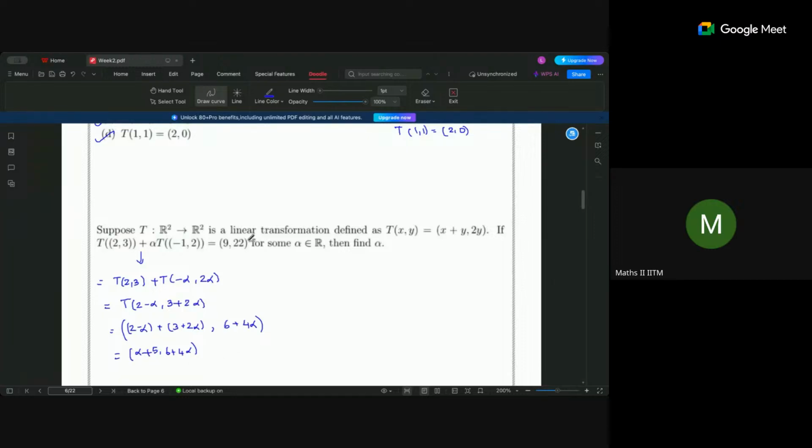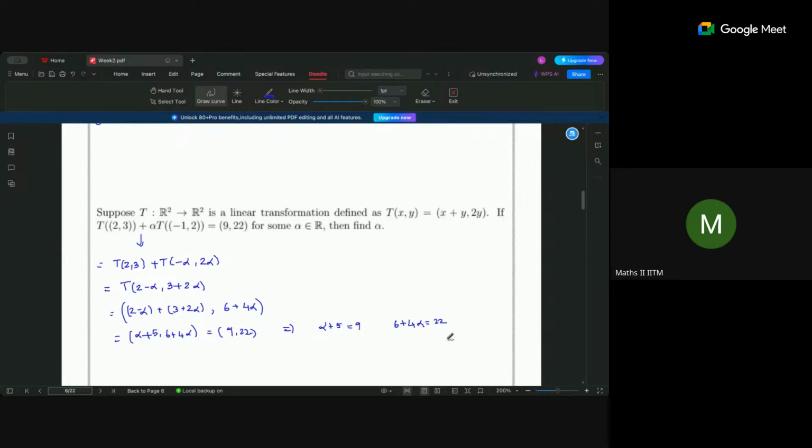Okay. So now we are given that it is equal to 9 comma 22. So it means alpha plus 5 is equal to 9 and 6 plus 4 alpha is equal to 22. So now from the first equation, can you tell me what is alpha? 4. We can verify it by substituting 4 here. 4 into 4 is 16. 16 plus 6, 22. So this answer is correct. Okay, so your alpha is 4. So far, all the problems are clear for everyone? Okay, fine.